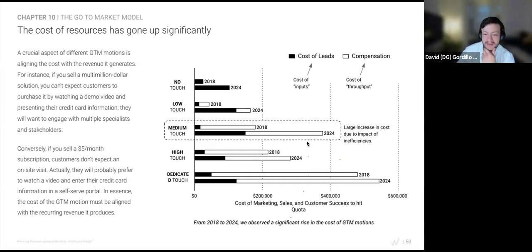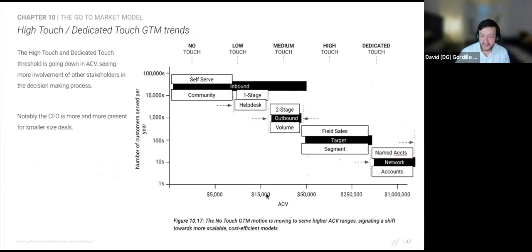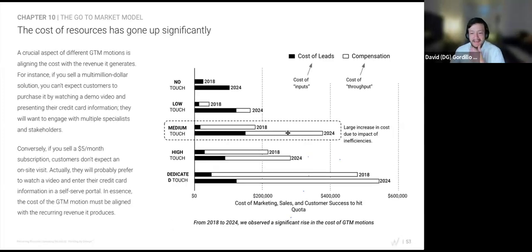That's why the biggest change that we saw in the different go-to-market motions was in the medium touch. On top of this, medium touch is the weird middle child that has problems. Sometimes you don't know if you're actually a low touch or you should be a high touch. So this one tends to be also the one that has the most inefficiencies out there. So if you are operating in the range between 15 and 50K, you're probably having a lot of the challenges that I have been talking about today.